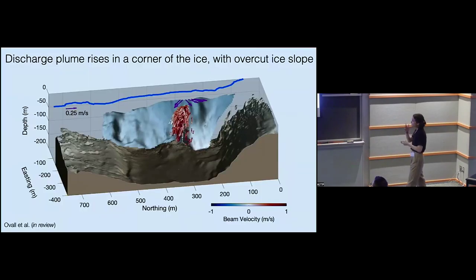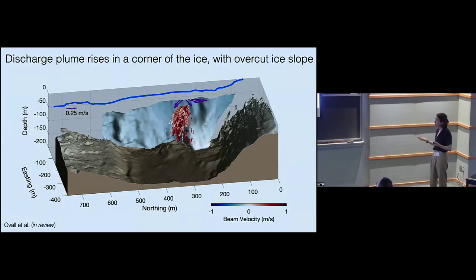And so one piece of our ongoing analysis, this is a paper led by one of my graduate students, Bridget Oval, and we're combining here the terminus morphology, so the ice face is shown in white here, the seafloor is here, and these red dots are where we are seeing the upwelling plume, and the purple vectors are where the plume is then flowing away at the surface.